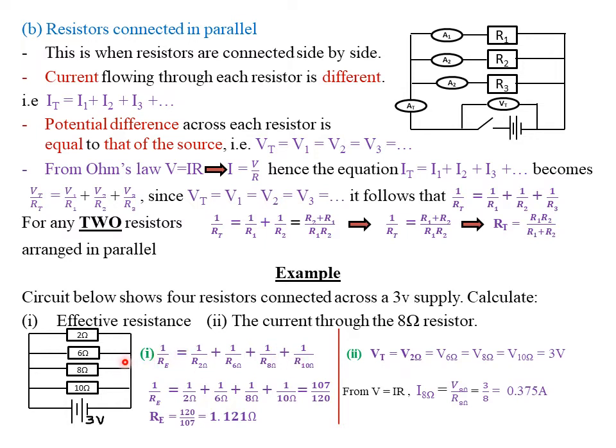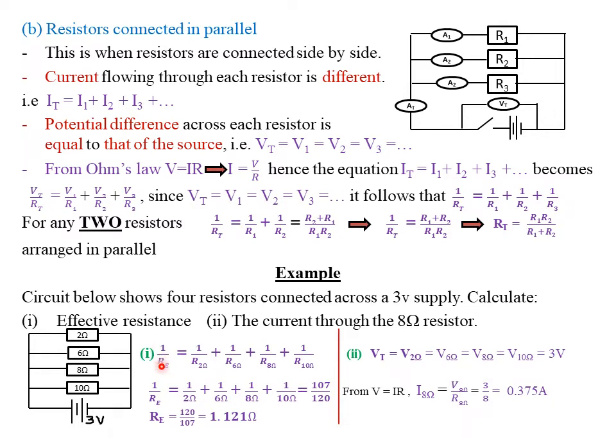So we are using this formula because we can see the resistors are connected side by side or across each other, or they are in parallel. Then we have said that for any parallel connection of resistors, 1 over R total shall be given by 1 over R1 plus 1 over R2 plus 1 over R3.